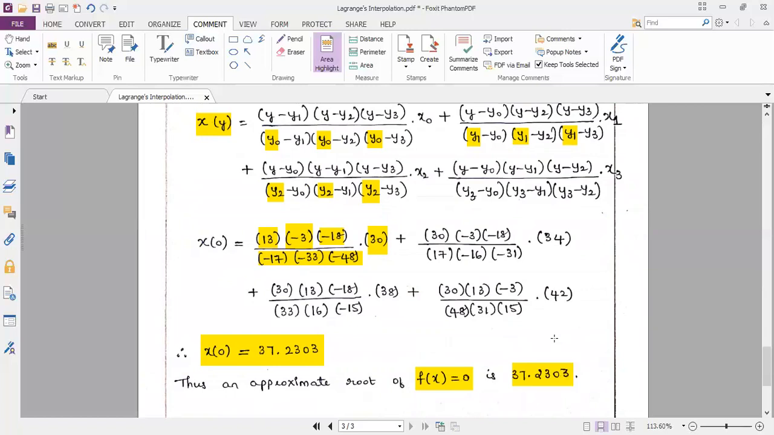Sometimes in Lagrange's interpolation formula, we would be asked to find the interpolating polynomial also. So to evaluate the interpolating polynomial, in each of the formulas, we retain the variable x as it is, and we try to obtain the polynomial in terms of x, that is f of x.